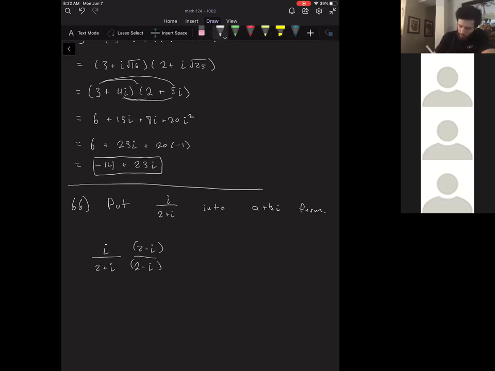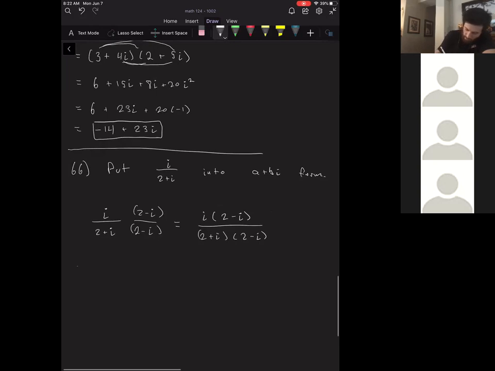So now what we're going to do is simplify this. We're just multiplying fractions, so we multiply the tops and we multiply the bottoms. This is going to be i times (2 minus i), and on the bottom, we'll have (2 plus i) times (2 minus i). Okay, so now on the top, distributing that i, we'll have 2 times i, and then i times minus i, so minus i squared.